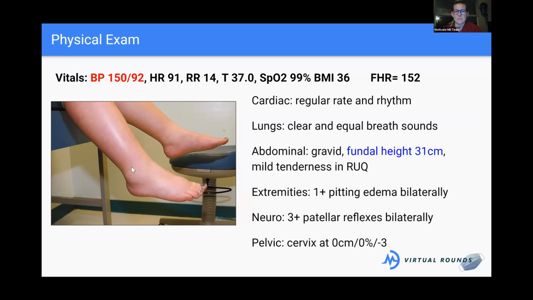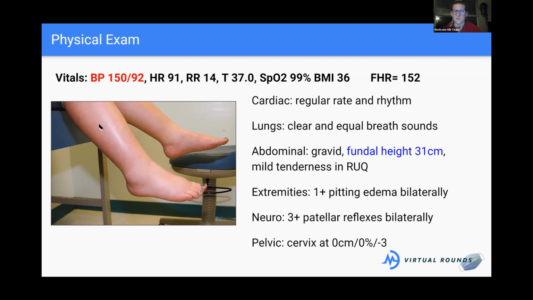On physical exam, the picture here, we're just demonstrating the finding that she had talked about with the ankle swelling, but we'll talk about that in a second. She has normal cardiac exam, regular rate and rhythm. Her lung exam is unremarkable. She has clear and equal breath sounds. For her abdominal exam, she is gravid. Gravid is the Latin term for pregnant, so that's expected for her.